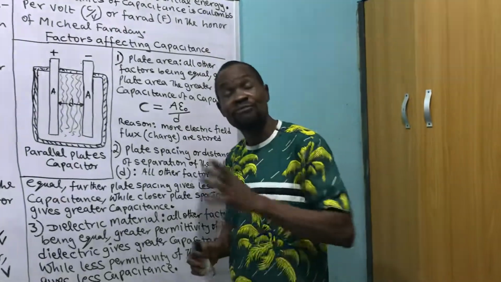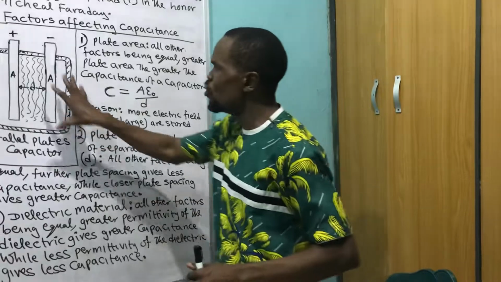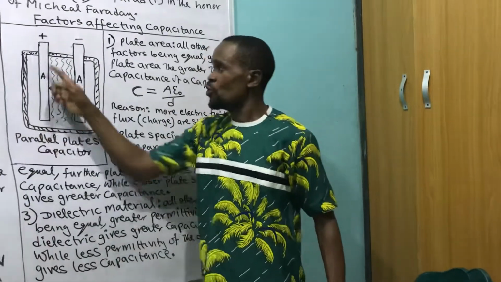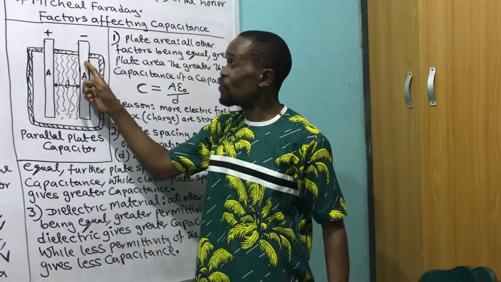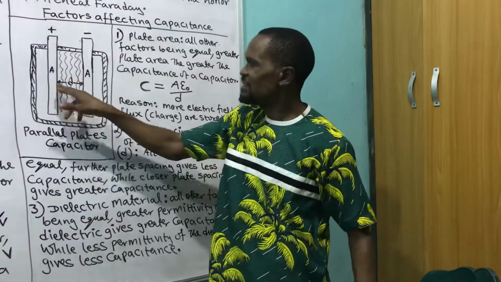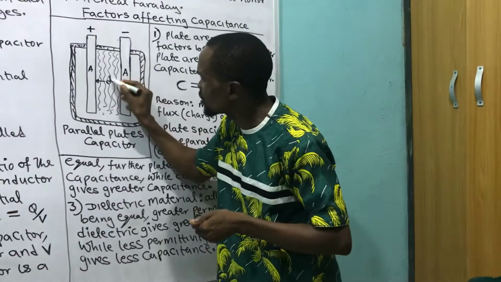Now, factors affecting capacitance. We are going to look at factors that are affecting the capacitance of a capacitor. Looking at this, we look at the positive plate and the negative plate. And this is the area of those plates. And this is the distance of separation. This D here is the distance of separation of the plates.